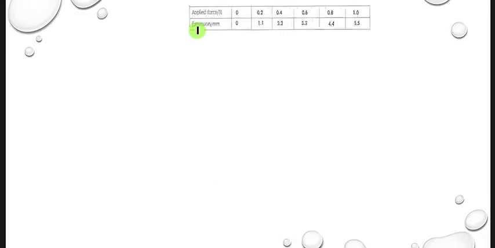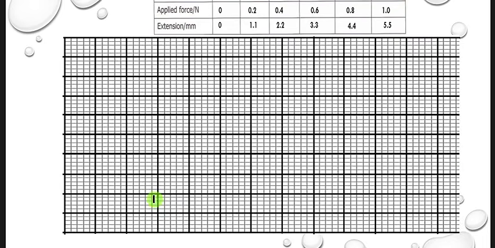So we get our values from our table, applied force here, extension here, and we get our graph like that. What we should know is that on the horizontal we have extension, then on the vertical we put force. And make sure this graph has a name. Here it should be force against extension. Then you always have the origin 0, 0 here.